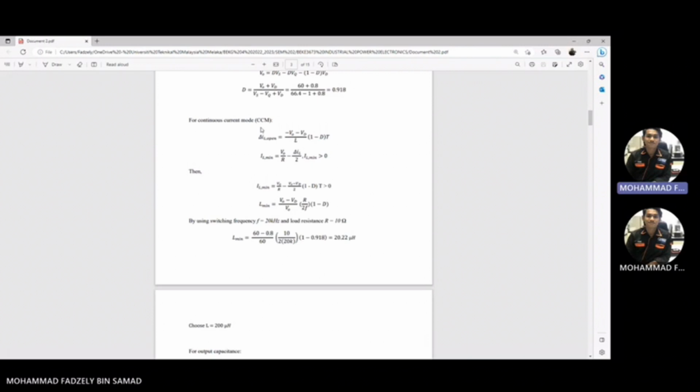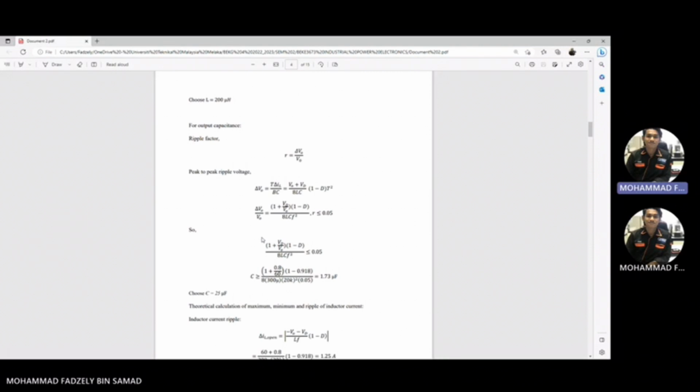For continuous current mode, IL minimum must be greater than 0. Then, IL minimum by using switching frequency F equal to 20 kHz, and our load resistance is 10 ohm. Using this equation, L minimum will equal 20.22 microhenry. So we choose L equal to 200 microhenry because it's greater than L minimum.